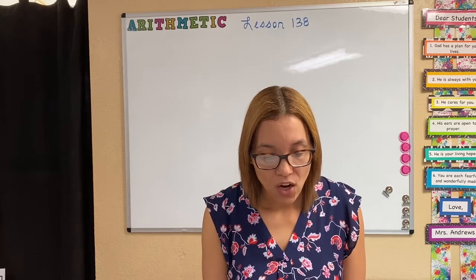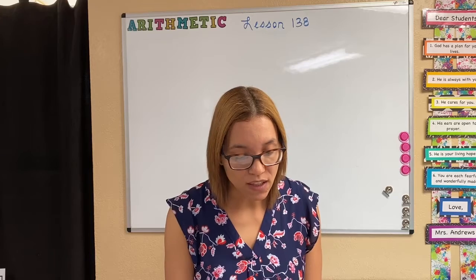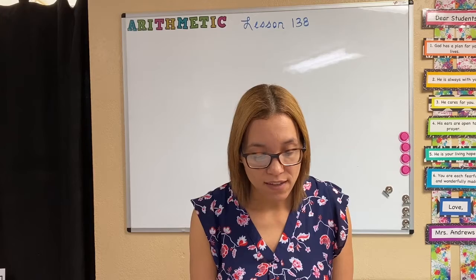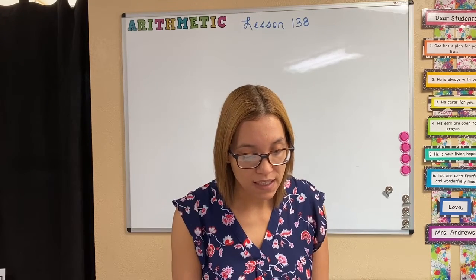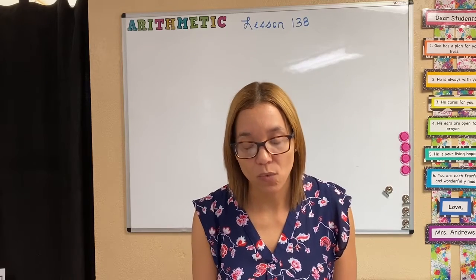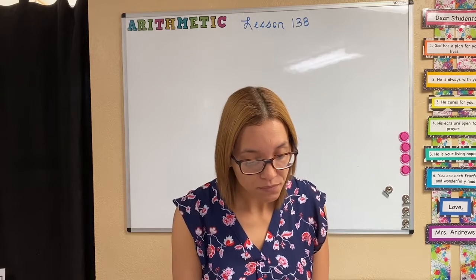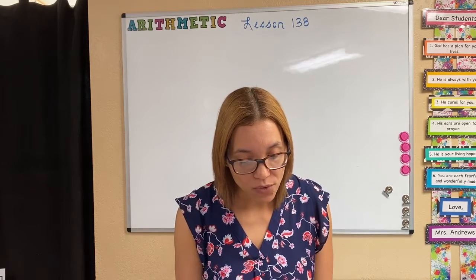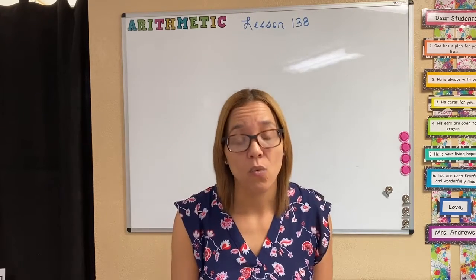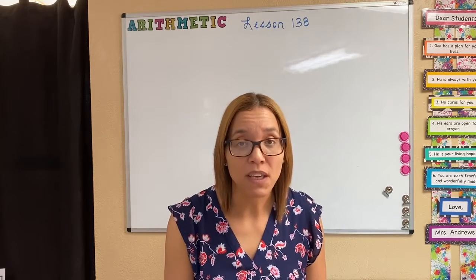Okay? On number 3, name the type of triangle using the given information. Letter A says sides 6 centimeters, 8 centimeters, and 6 centimeters. So what type of triangle would that be? That's going to be isosceles. Letter B, angles 60 degrees, 60 degrees, and 60 degrees. What type of triangle is that? That's going to be equilateral.